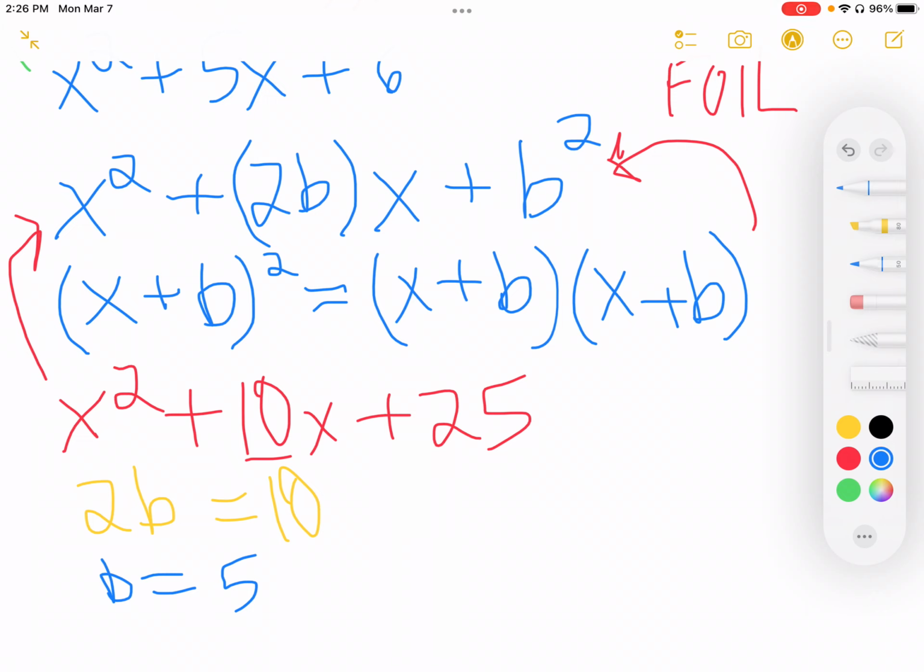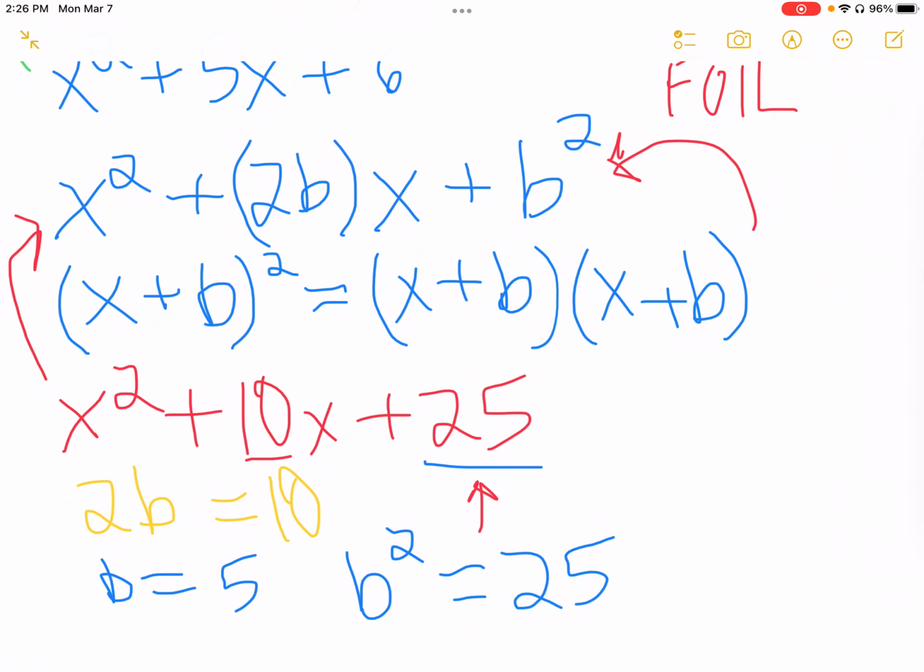Also we'll notice here our last term is 25. And so if we calculated down here our b squared, you'd see that that's 25 there. So you can see how that's just exactly what we have up there.